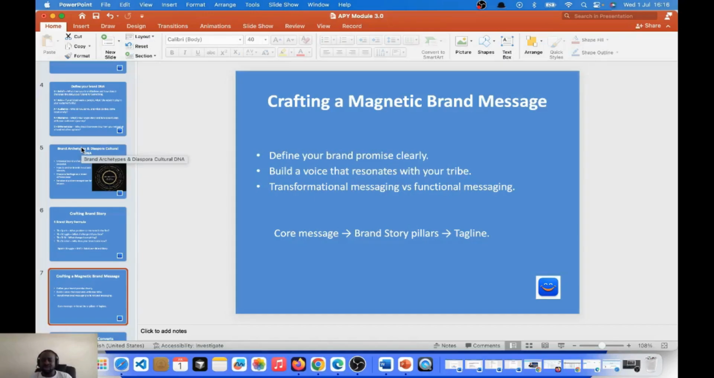So, to cut the story short, the purpose of building a magnetic brand message is for you to be able to build a strong message or a strong story that stands as a pillar behind your brand. Your brand story must stand as the pillars that hold your brand firmly. Just understand that. I have a PDF that I will send to you later in the course, which will guide you on how you can craft this brand message easily.